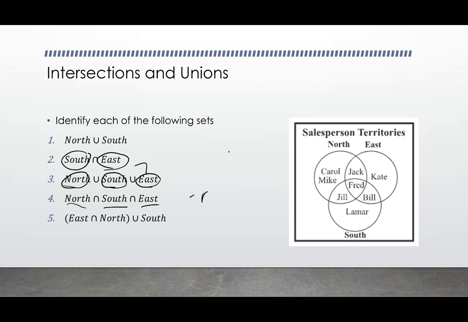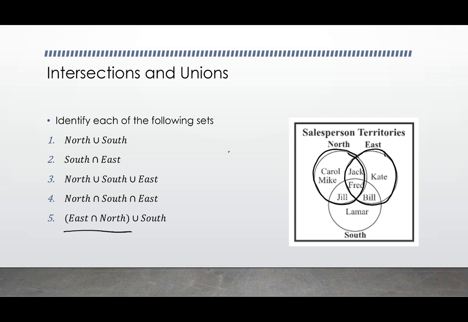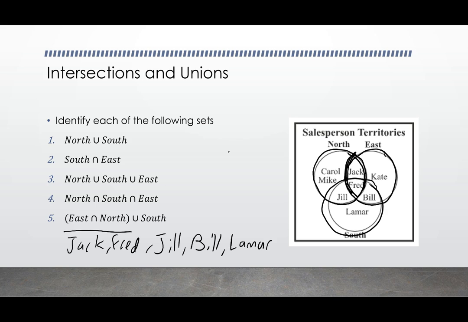And then we have east intersect north, union south. So we're going to look at the east intersect north first. So where does east intersect north? Intersect is the ones they have in common. The only ones they both have in common are Jack and Fred. So that's Jack and Fred. And then it's union with the south. So we're going to combine those names with all the south names, which is Fred, Jill, Bill, and Lamar. Now we already have Fred, so we're just going to add Jill, Bill, and Lamar. And that would be the answer for number 5.